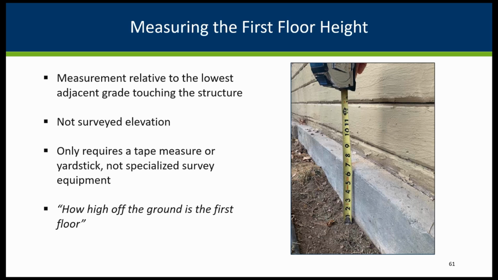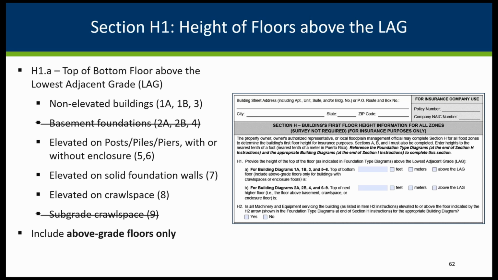Measuring the first floor height. Again, everything's going to be relative to the lowest adjacent grade touching the structure. Instead of surveying, like in the photograph on the right, you're going to get your measuring tape out or yardstick. You don't need any specialized equipment. In the photograph on the right, that's probably a slab on grade structure. So how high off the ground is the first floor? In this particular case, your H1A is probably about 7 inches maybe? I don't know that we need to spend a whole lot of time on this.